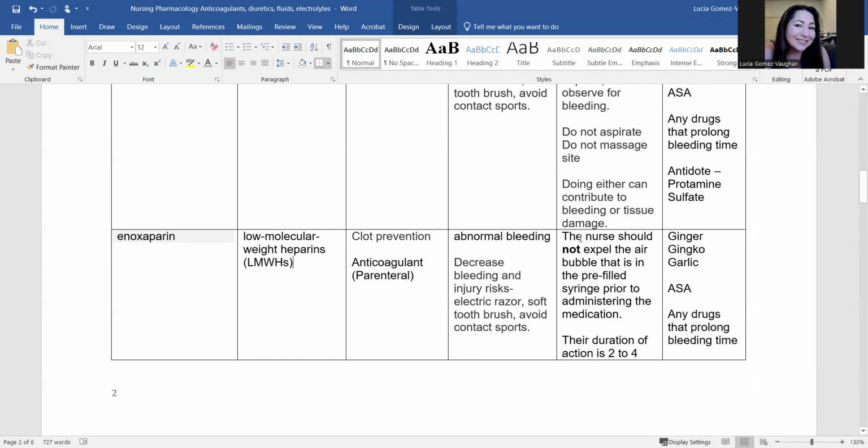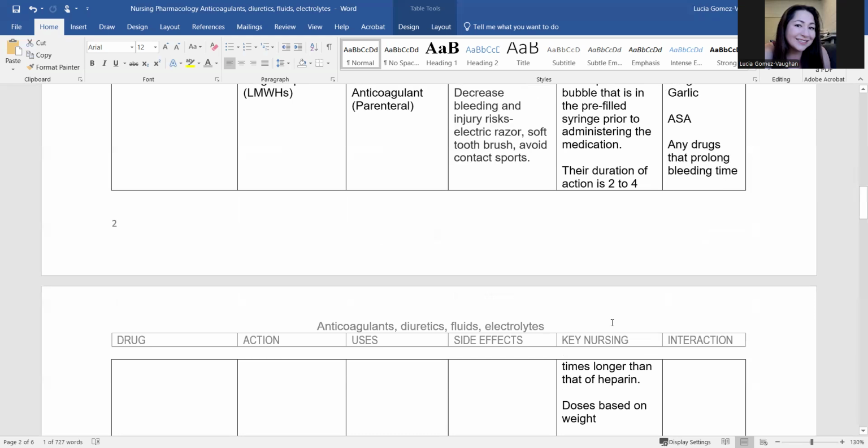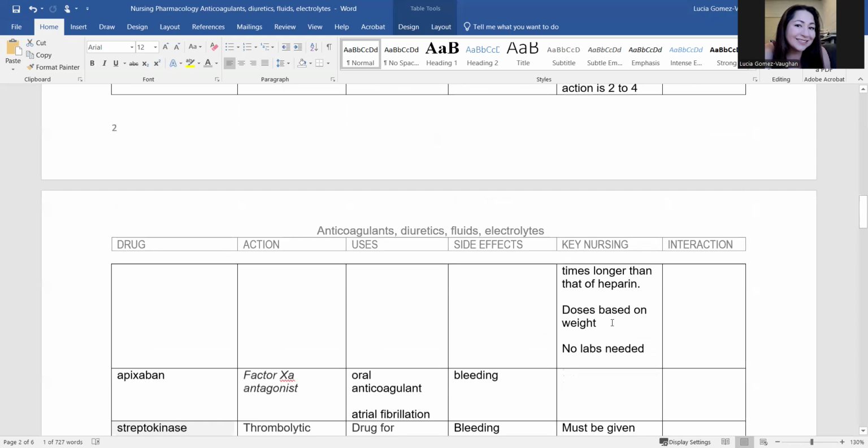Enoxaparin comes in a pre-filled syringe. The nurse should not expel the air bubble that is in the pre-filled syringe prior to administering the medication. The duration of action is 2 to 4 times longer than that of heparin, and doses are weight-based, and there's no labs needed.